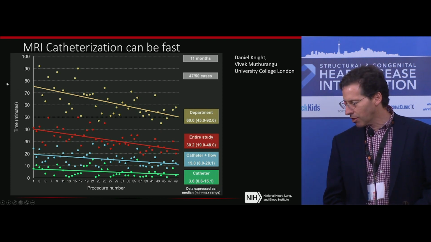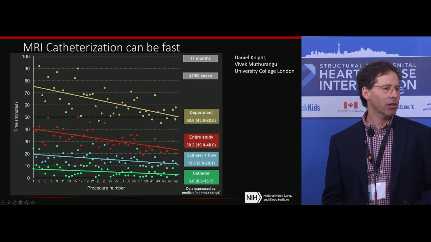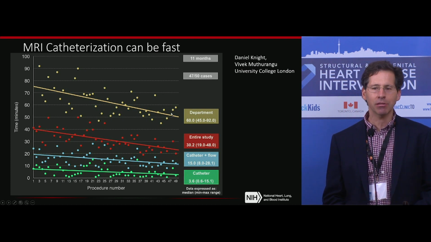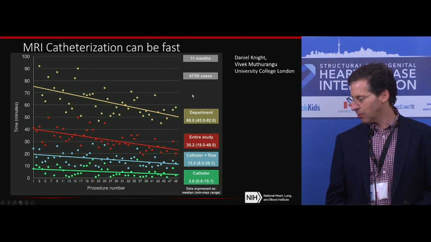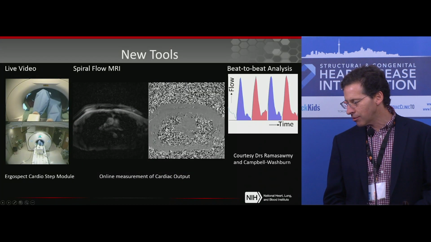And look at their procedure times, just their first 50 patients. This is their department time. Patients can walk in and walk out in 60 minutes having had an MRI heart cath. And they get through a list of 5 patients a day before lunch. I think that's pretty cool, and any one of you could achieve the very same thing. So it doesn't have to be expensive, it doesn't have to be complicated. You can exercise them.